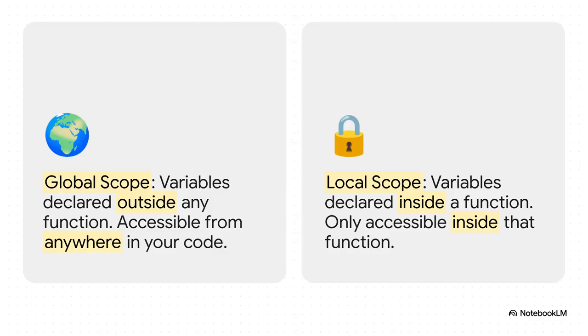Scope is actually a pretty simple idea. It just answers the question, where is this variable available? If you declare a variable outside of any function, it's global. Think of it like it's out in the open town square. Anyone and anything in your code can see it and change it. But if you declare a variable inside a function, it has local scope. It's private, protected inside the function's walls. Nothing outside that function can even see it exists. This is absolutely critical for writing clean, bug-free code.